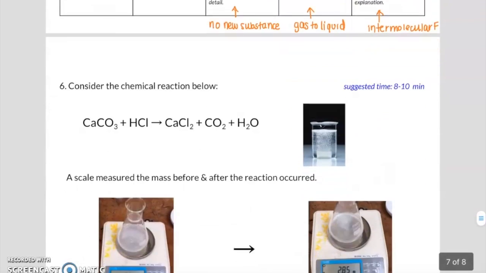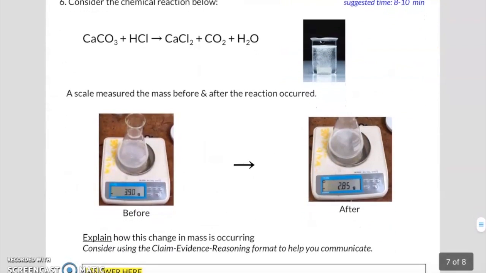And finally, our last question, question number 6. It says, consider the chemical reaction below. You are given the reaction itself. You're also given a picture of the reaction. And you're shown this reaction happening before and after on a scale. It says, explain how this change in mass has occurred. And you could use claim evidence reasoning format to help you communicate, although you didn't have to.